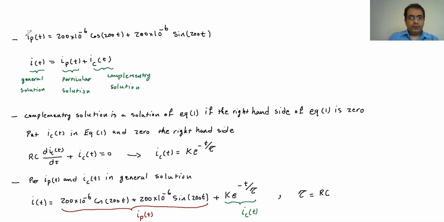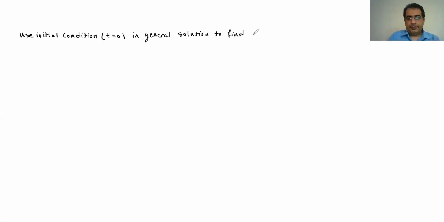So to do that, we put the initial condition, where t is 0, into the general solution to find K. So we have to see what is i at t equals 0. We want to find i exactly when t is 0.